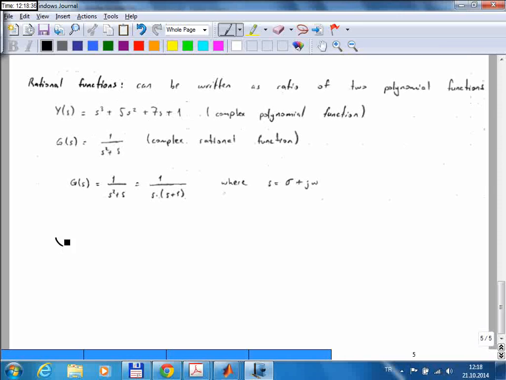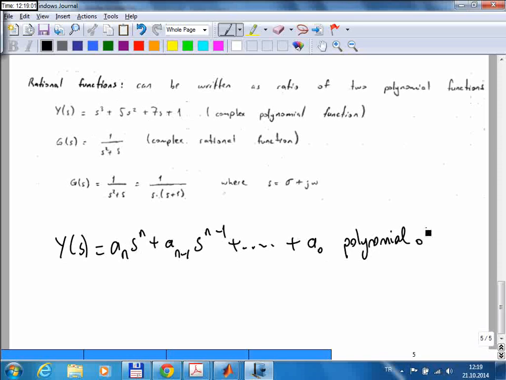So, for example, a function y of s in general, if it has this form s to the power n plus a n minus 1 s to the power n minus 1, and it goes all the way up to a constant term of a0. So this is a polynomial of order n if an is not equal to 0. Okay, so if the highest order here is n, then that's an nth order polynomial.